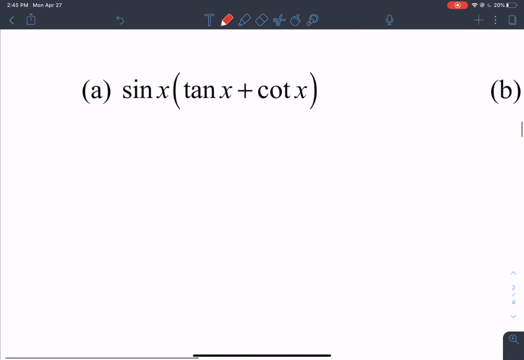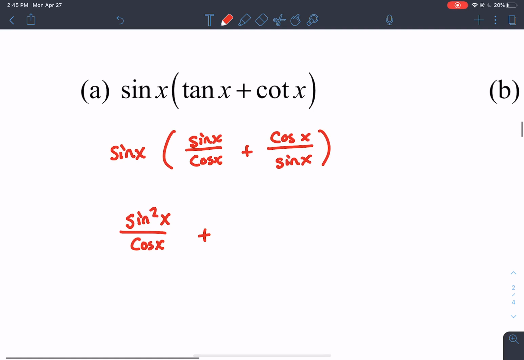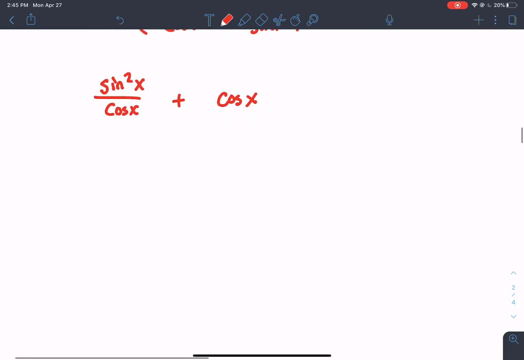So sine and cosine, right? So we got sine times sine of x over cosine plus cosine over sine. Now, if I distribute, I got sine squared over cosine plus, when I multiply sine with the second term, the sine term cancels out. So that just leaves me with cosine x, okay?